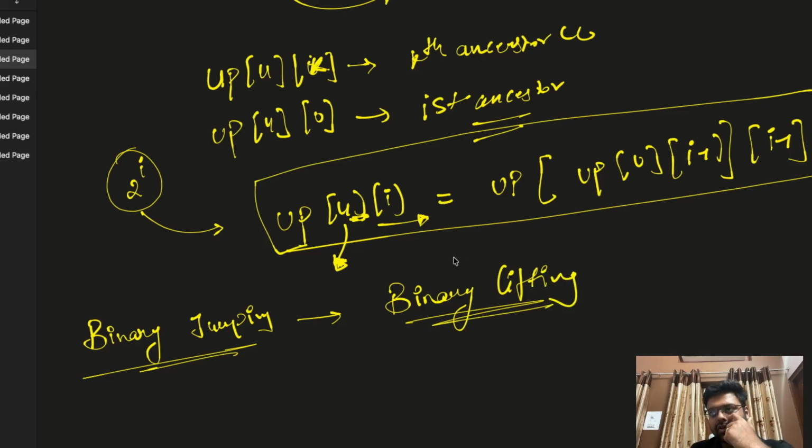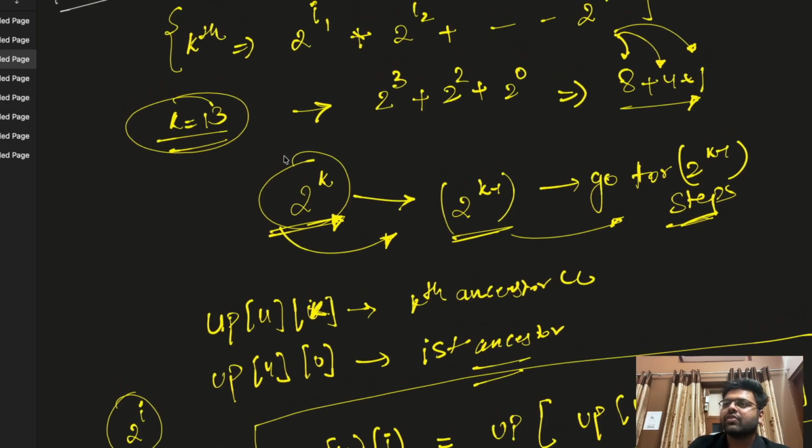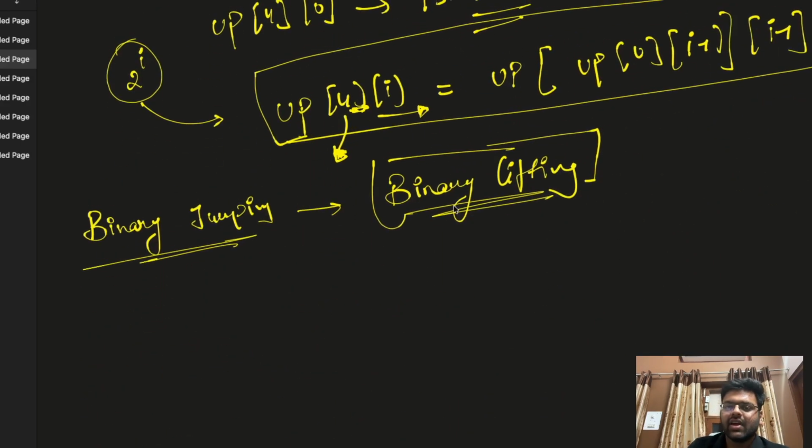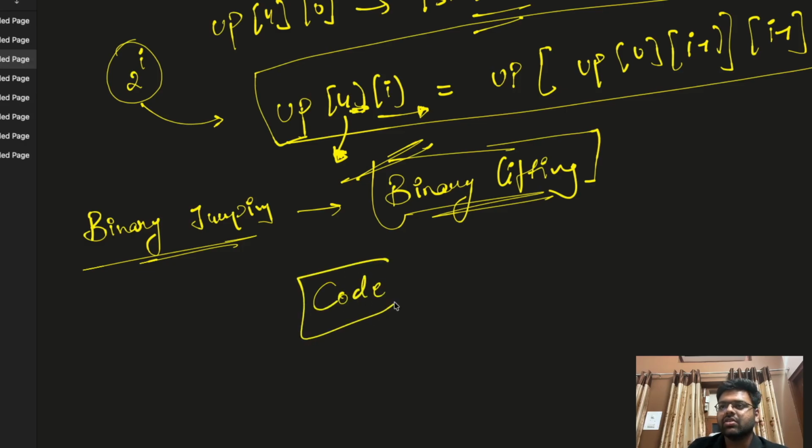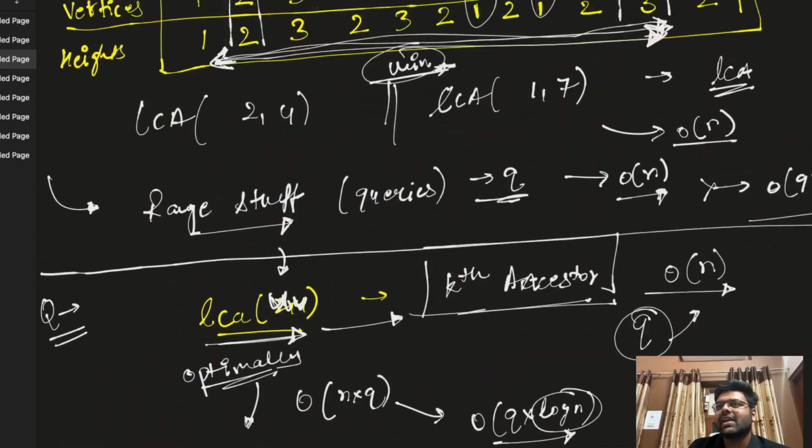I have not given you this term beforehand because many of you would wonder what exactly binary lifting is. It's nothing but a normal state where you break a particular problem into smaller subproblems, and this whole concept is known as binary lifting. I'll give the code in the comment section so you can see it as well. So this is how binary lifting and the LCA problem look.